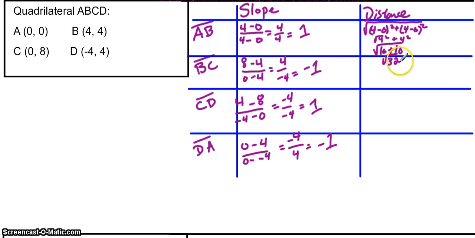And can we simplify the square root of 32? I think we can. 16 divides 32, and 16 is a perfect square. So square root of 16 times the square root of 2, which gives us 4 radical 2 as our distance.